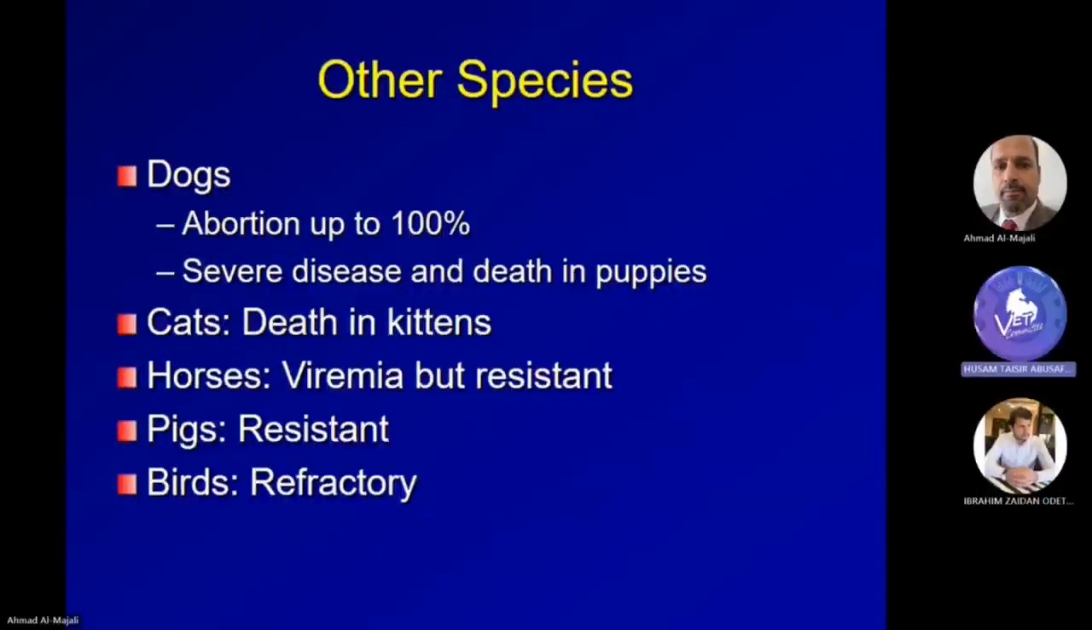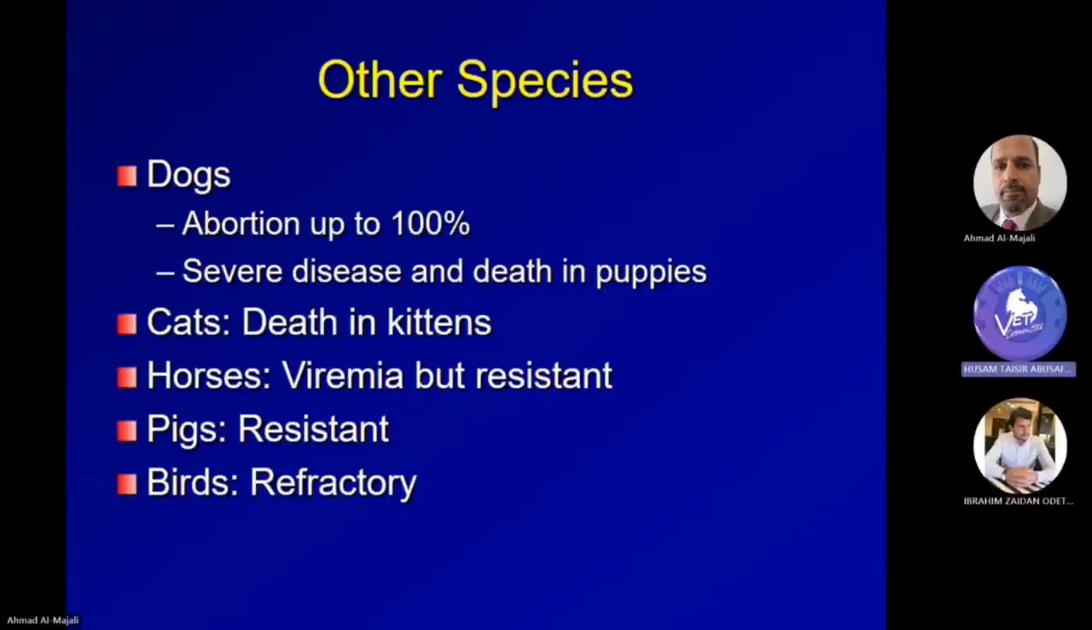Does it affect other species? In dogs, the virus causes abortion, and may even kill the puppies. In cats, it may kill the kittens. In horses, they become viremic, but they are resistant.